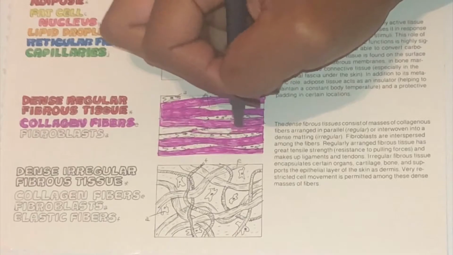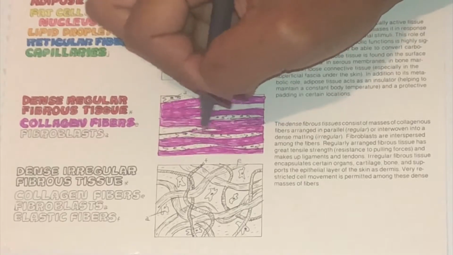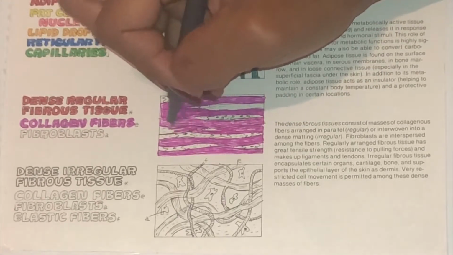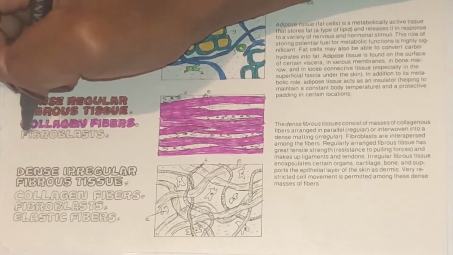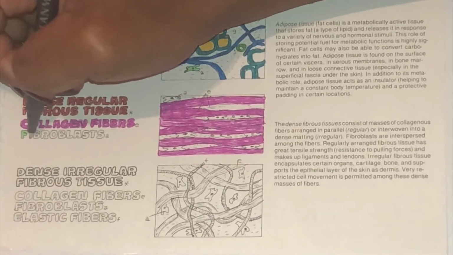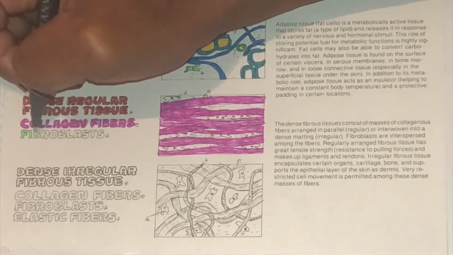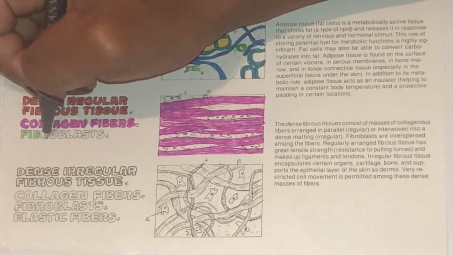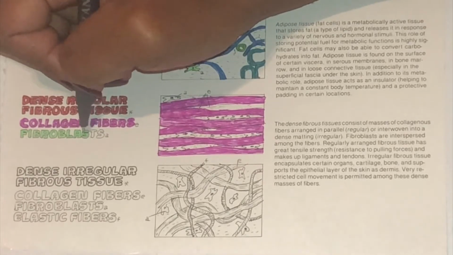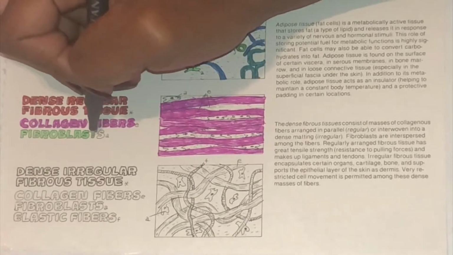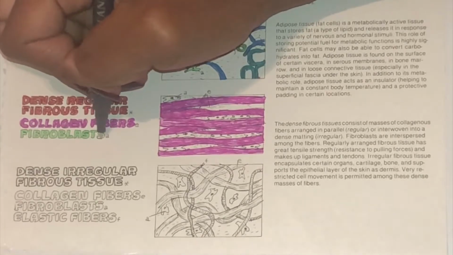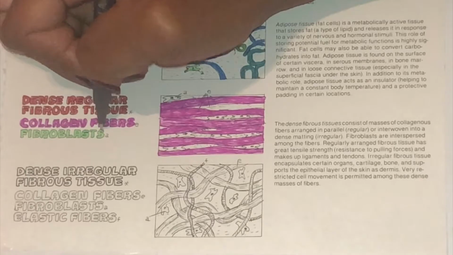So these collagen fibers are being colored in, and the fibroblasts, we will color in this teal sea green color.